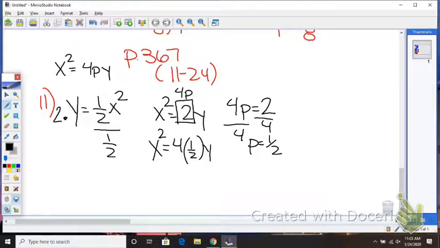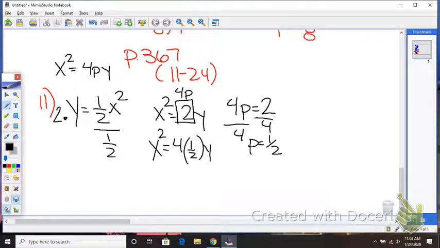Why'd you write that 4p above the 2? That's this part of the equation, just like our last example, because it's 4py, and this just gave us 2y. So this 2 represents the 4p, 4 times p. So I set 4 times p equal to 2 to solve for p. Oh, okay. This is what most of these are going to be like in this section.